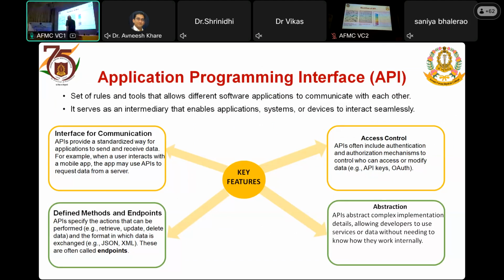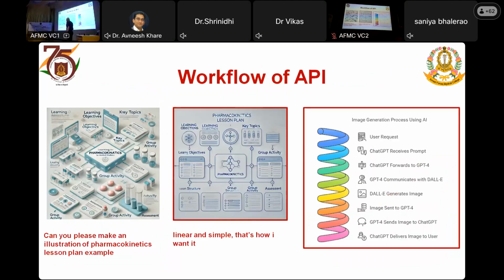So I give a prompt. Can you make an illustration of pharmacokinetics lesson plan? Again, I'll request the chair to help me after this slide, sir. I'll request the chair to ask it to make a lesson plan of pharmacokinetics, just a summary, and let's see whether it does a good job or not. So it gave me this. Then I said, linear and simple. That's how I want it. So it made it a little linear and simple, right?